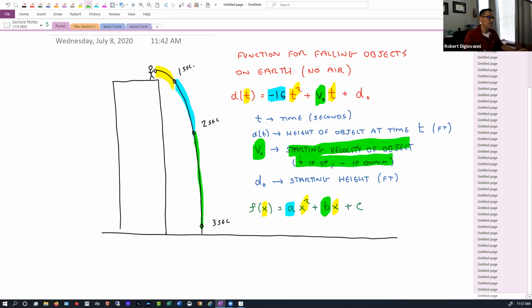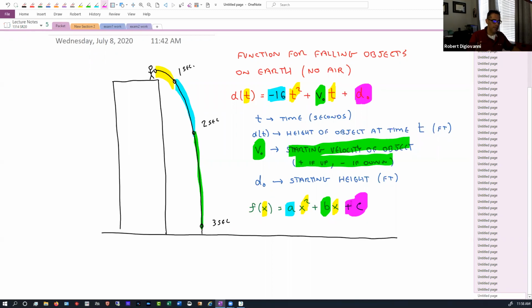So the formula can account for any initial velocity that you want to give the object. If you want to throw it up into the air or you want to throw it down, that will take care of it. You can think about it like a bottle rocket or something. If you shoot it into the air, you're giving it an initial speed. So the V naught takes care of that. And then the D naught, I'm running out of colors, is just our c. That's the starting height. So if you're on a building that's 100 feet tall, D naught would be 100. All right?